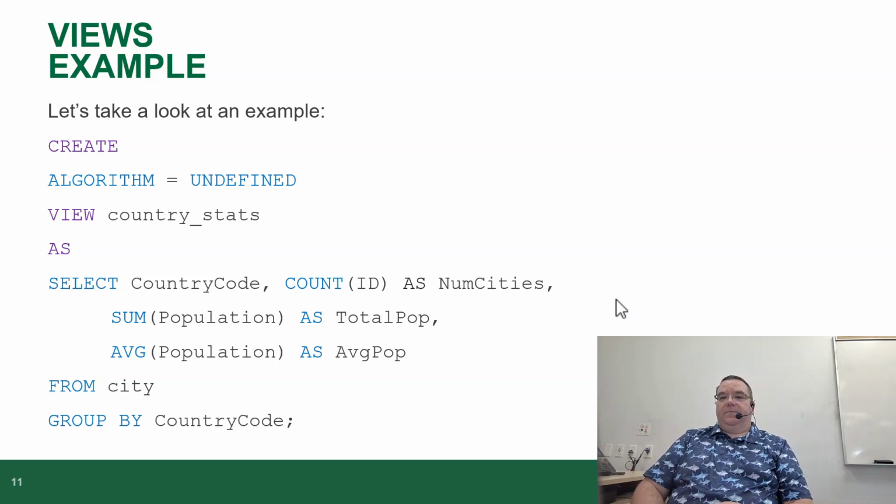Okay, so there are two kinds of view engines in MariaDB, and one's called temp table, one's called merge. They do different things. They perform differently. The merge is slower, but it's more up to date than the temp table. This just shows a more complex example.